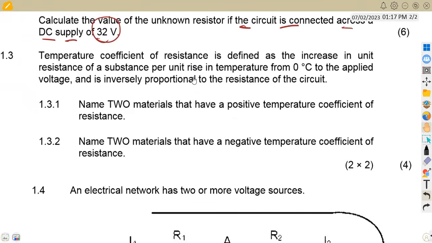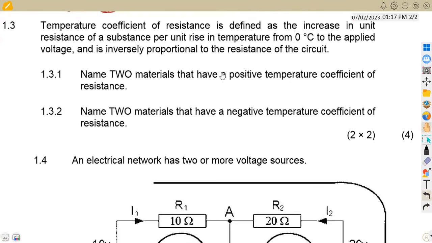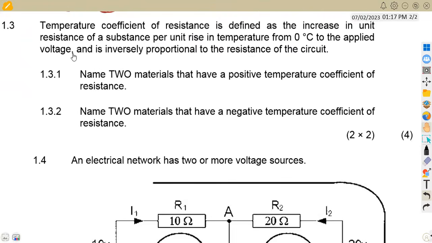All right, then on 1.3, we are given: temperature coefficient of resistance is defined as the increase in unit resistance of a substance per unit rise in temperature from 0 degrees Celsius to the applied voltage, and inversely proportional to the resistance of the circuit.